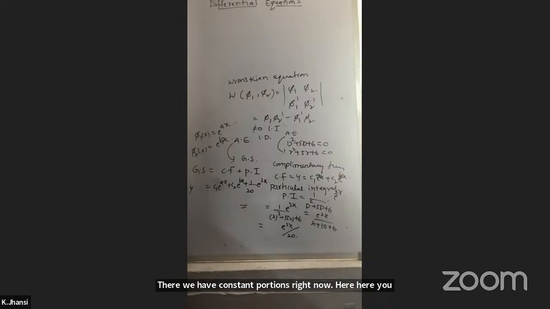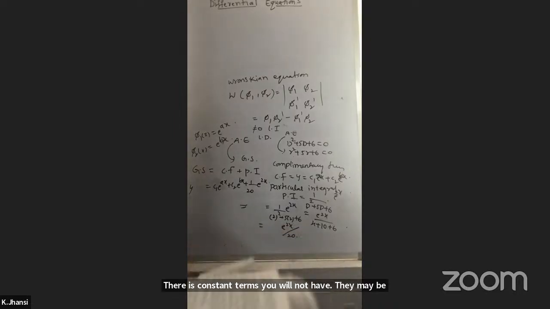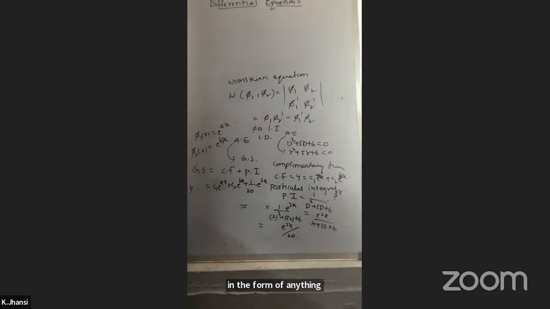That is, constant terms you will not have. They may be in the form of anything. So here also the same differential equation will be there. One solution they will give in the question. You have to find the second solution of the given problem. So one solution will be given in the question, and with the help of that solution, you have to find the second solution of the problem.